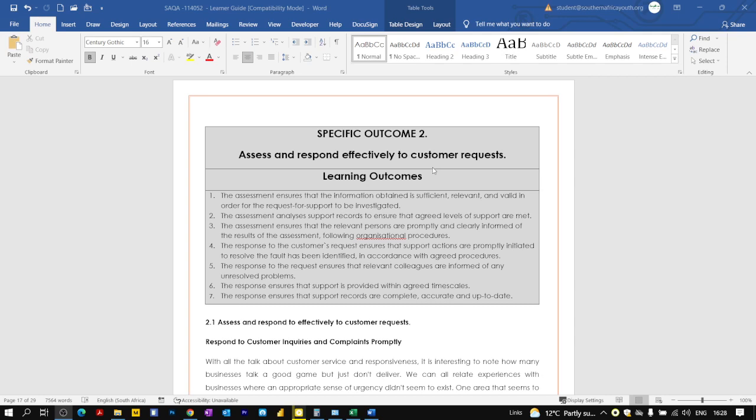Now, the next thing, we should also make sure that the assessment ensures that the relevant persons are promptly and clearly informed of the results of the assessment following the organizational procedures. We did talk about this earlier on the practical aspect of all these requests for support. Once you are called out, for example, as an IT support person, and you go on the ground and you start investigating, you realize that there are a lot of people who might not really know what you are doing on the ground, but those people are also the ones at the front line responding to the clients.